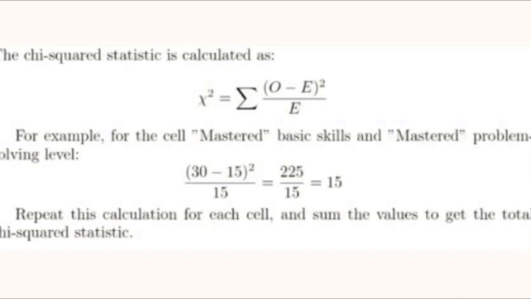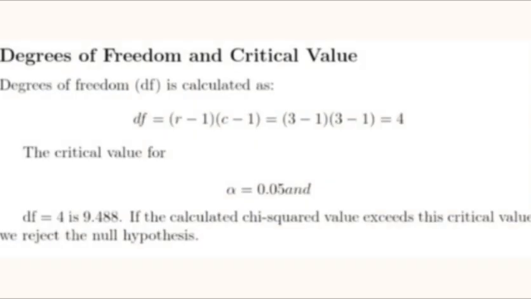Then, the chi-squared statistic is calculated as x squared is equal to the summation of O minus E squared over E. For example, for the cell mastered basic skills and mastered problem-solving level, 30 minus 15 squared over 15 is equal to 225 over 15, which is equal to 15. Repeat this calculation for each cell and sum the values to get the total chi-squared statistic.